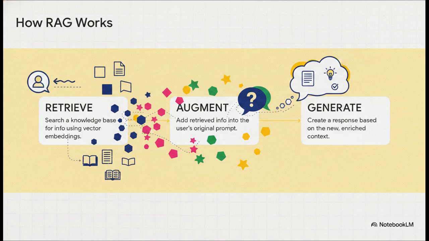So how does this whole thing work? It's basically a three-step dance. First, it retrieves. When you ask a question, it searches its knowledge base using something called vector embeddings. That's just a fancy way of saying it finds documents that are similar in meaning, not just matching keywords. Then it augments. It takes all that new, relevant info it just found and crams it into your original prompt. And finally, it generates an answer based on that new, much richer, much smarter context.